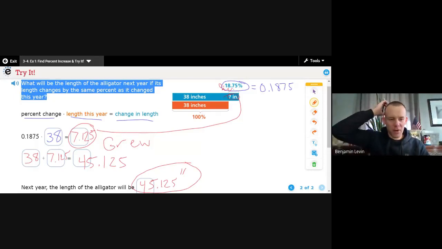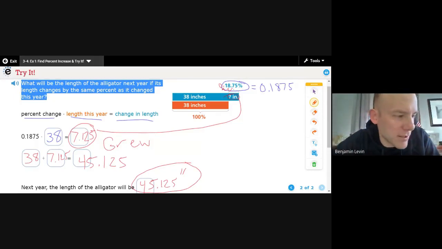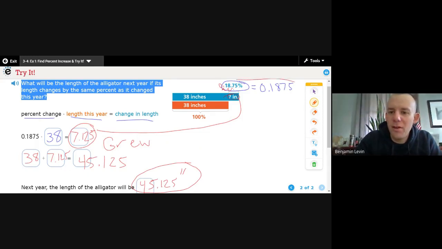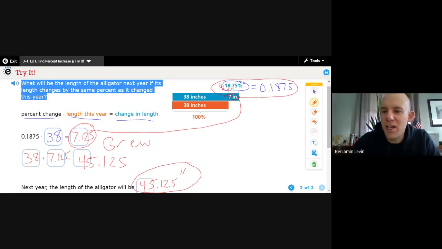Are we getting better at percents? How do we feel about percents? Are we at least good with how to make a percent into a decimal and how to make a decimal into a percent? If I say what's 64% as a decimal, you should know that that is 0.64, right?